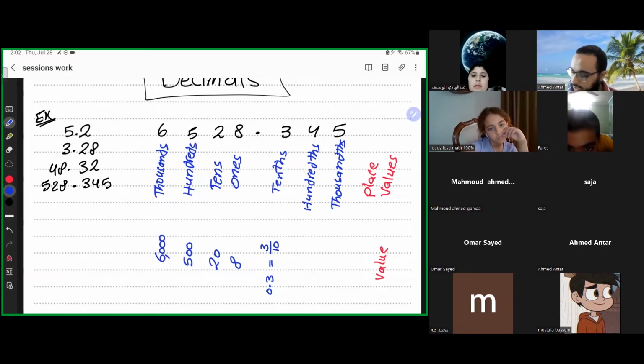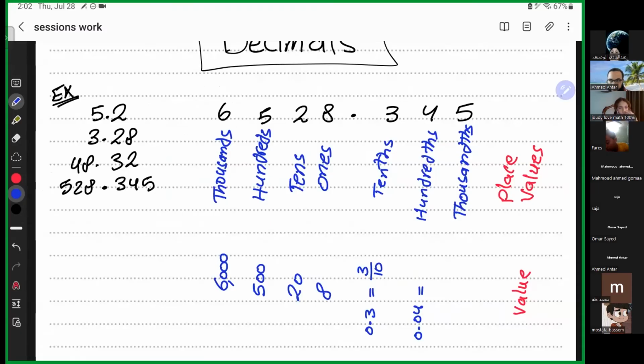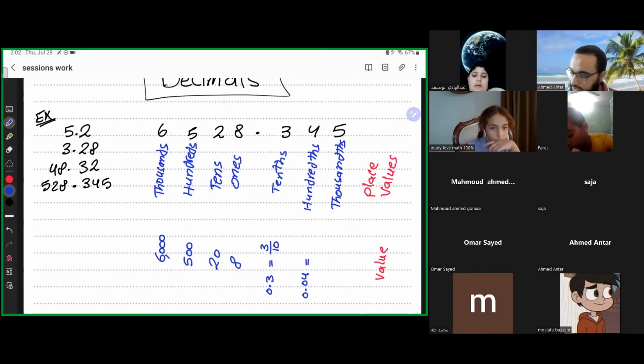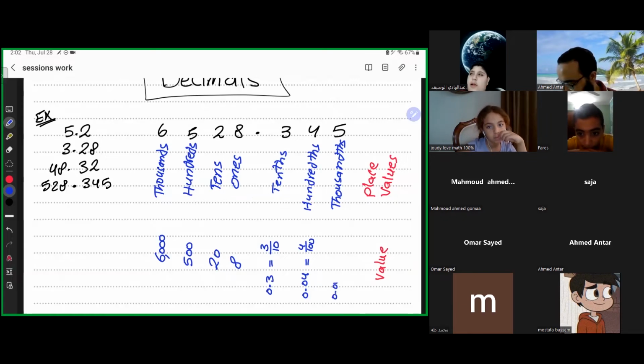0.04. Very excellent. And also you can write it in the form of a fraction as what? 4/100. What about the 5? 0.005. Very excellent. Also you can write it as 5/1000.